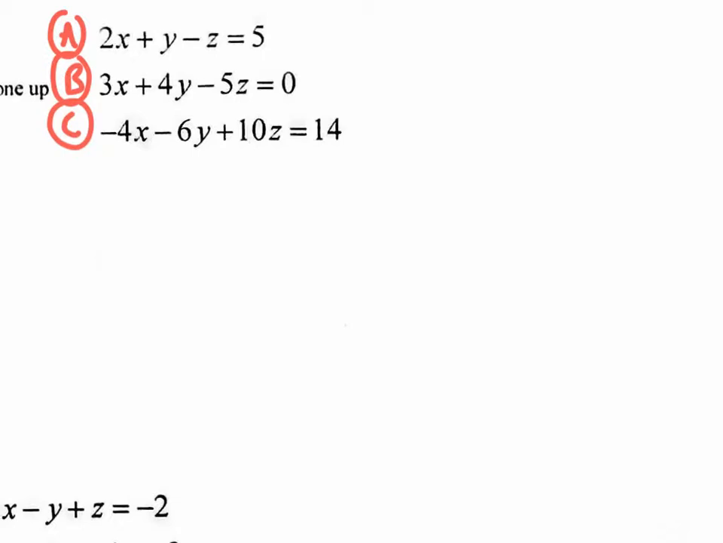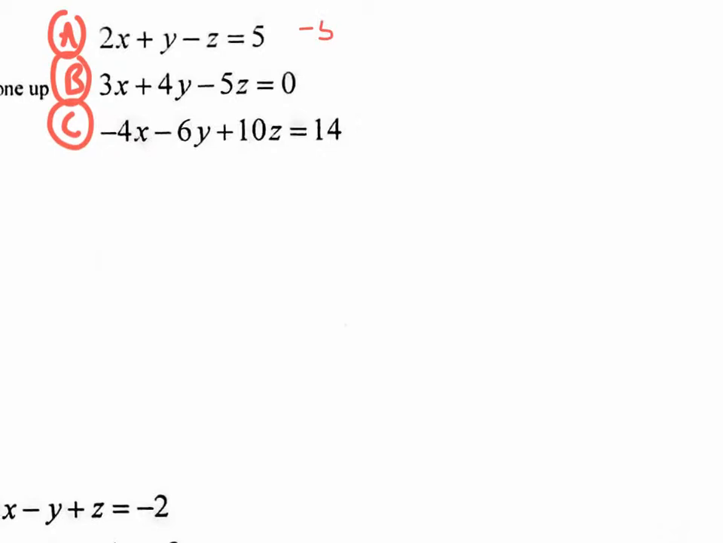And which two equations do you want to use? A and C? B and C? Okay, I want to use A and B. And if I want the z's to cancel, then I need this to be a positive 5z, so it'll cancel out with this negative 5z. Does that make sense? So I want to take the top equation A and multiply it by what? By negative 5.